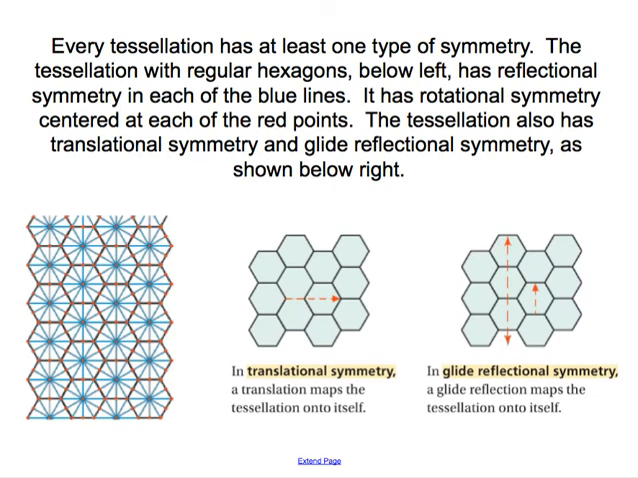So every tessellation has at least one type of symmetry. The tessellation with regular hexagons, which is seen below left, has reflectional symmetry in each of the blue lines. It has rotational symmetry centered at each of the red points. And in addition to that, the tessellation has translational symmetry and glide reflectional symmetry as seen below center and below right.